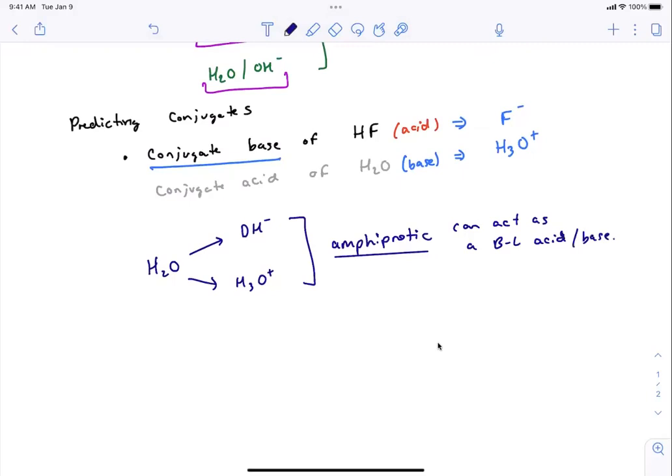Because think about it, Bronsted-Lowry's definition has to do with protons, and hence the term amphiprotic, because protic means protons, amphi means both directions. So you can both give or receive a proton, hence the term amphiprotic.